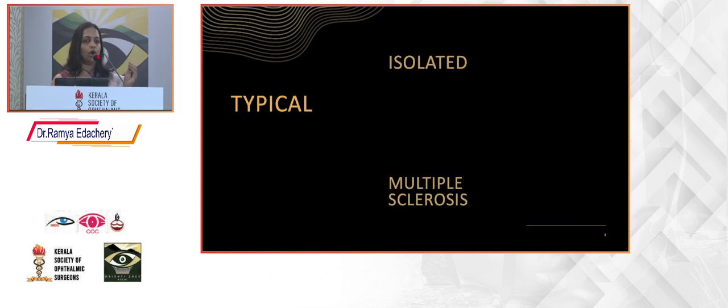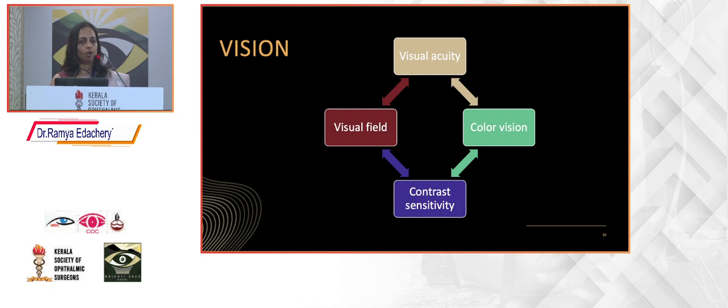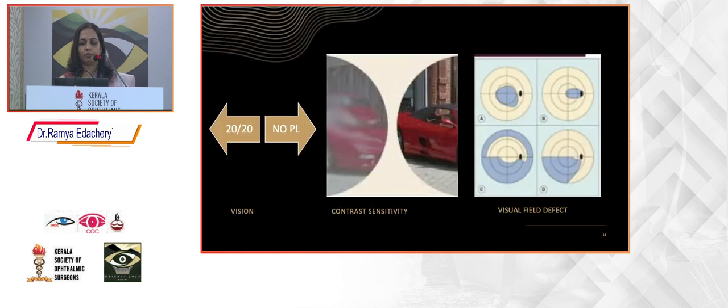So when you call it typical optic neuritis, either it is isolated or it is associated with multiple sclerosis. The characteristic features are that it usually occurs in young or middle age with a female preponderance, with acute or subacute loss of vision associated with pain and decrease in color vision and contrast. So not only the visual acuity, you should also check the color vision, especially red desaturation, and contrast sensitivity and visual field. Visual acuity can be 20/20 to profound loss of vision, that is no PL. So you should get all the other tests done also.